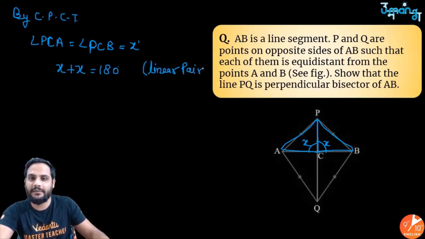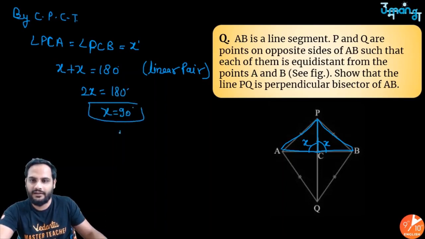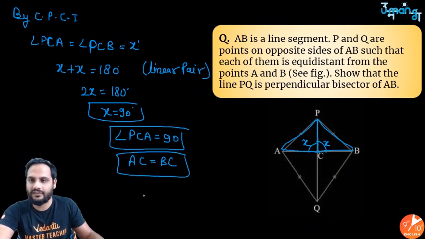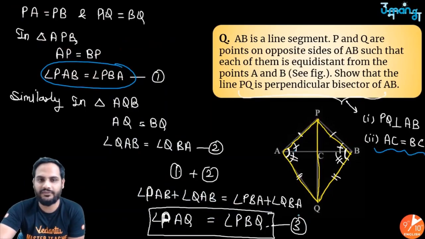You will see that I am writing the reason everywhere. So 2x is equal to 180, so x is equal to 90 degrees. So I can say that angle PCA is equal to 90 degrees, and AC is equal to BC also I have got. So if I have got both the things, I can say that PQ is the perpendicular bisector of AB. It was a slightly big question, so once again I am starting this part.